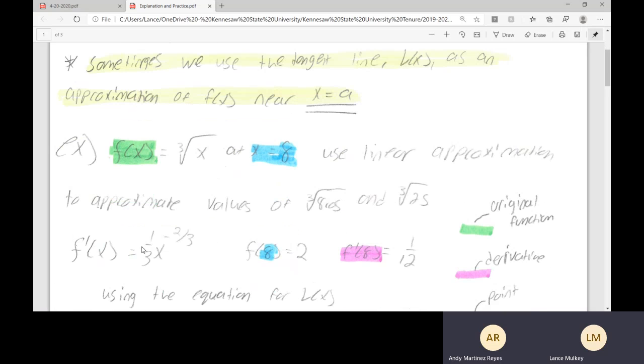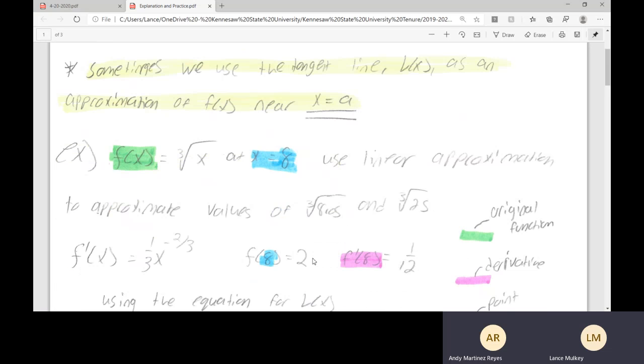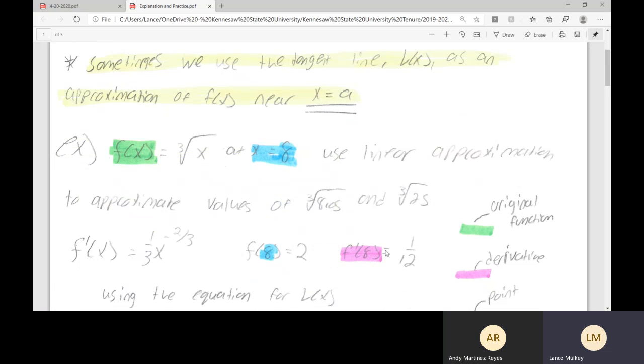So you found the first derivative. You plug in a to f of x, and when you plug in a to here, you get 2. And you plug in a to f prime of x, and when you do that, you get 1 over 12. Are you with me so far? Yeah.